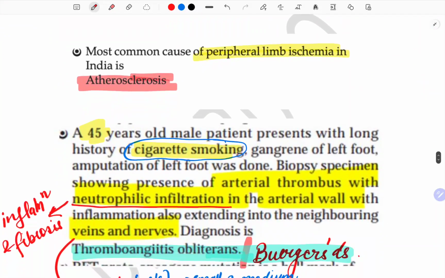Now, next topic. The most common cause of peripheral limb ischemia is atherosclerosis. Don't confuse it with Buerger's, it is still atherosclerosis. Buerger's is only in patients who are heavy smokers.